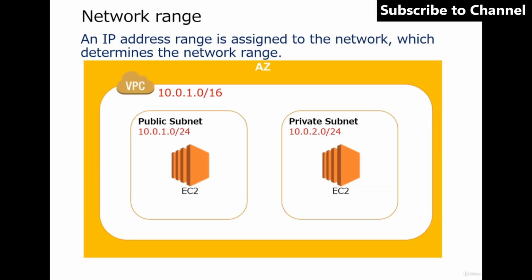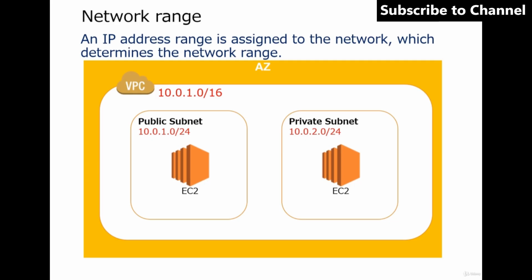Now let's try to visualize this. This is an example of an AWS network configuration. In another lecture, we will actually make this network configuration together. This VPC here refers to a virtual network. As you can see, the IP address range of this is 10.0.1.0/16. This indicates the network range of the VPC.